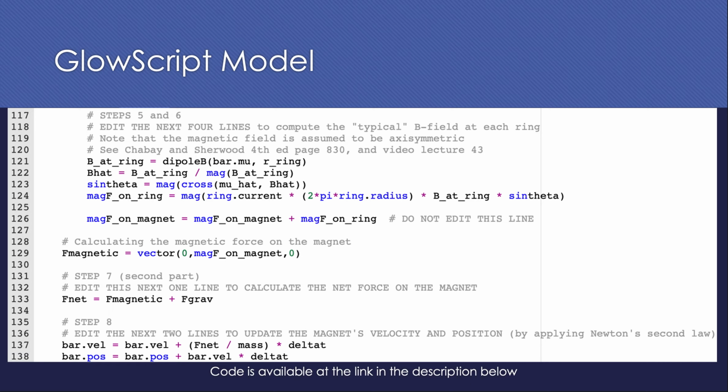In this part of the code, I calculated the magnetic field of each ring by using the function on the previous slide, which was then used to calculate the magnetic force on each ring as the magnet falls. The net force is the sum of the magnetic force and the gravitational force. The last two lines use kinematic equations to update the velocity and position of the magnet.